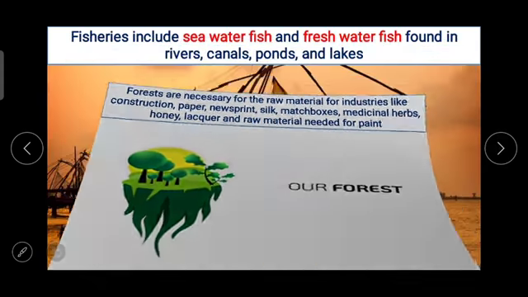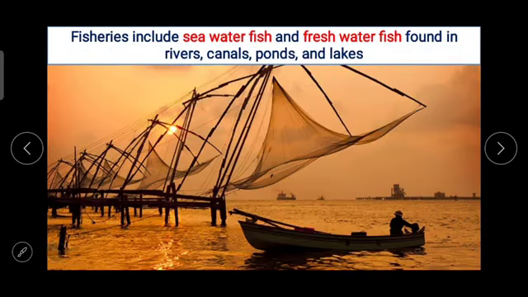Now the next thing, fisheries. Fisheries include seawater fish and freshwater fish found in rivers, canals, ponds and lakes. Seawater fish are fish found in the sea or in the ocean, and freshwater fish include fish found in rivers, in canals, in ponds and in lakes.